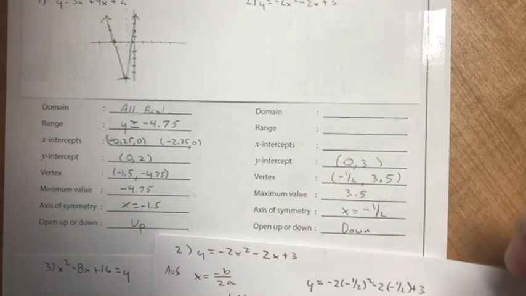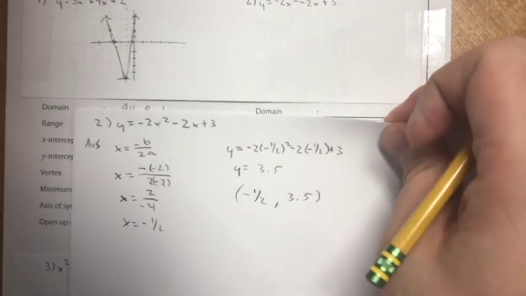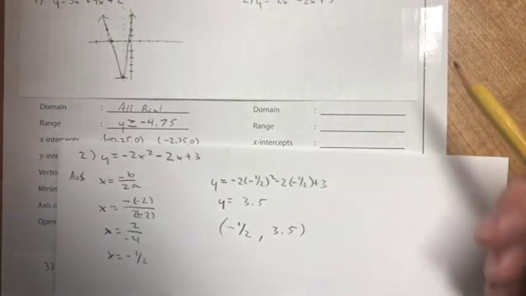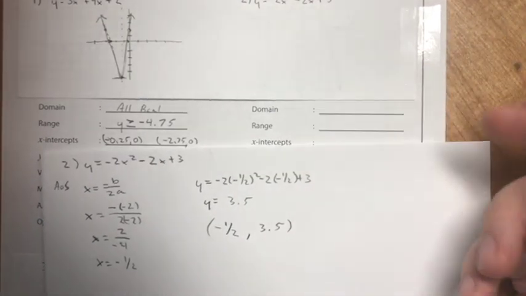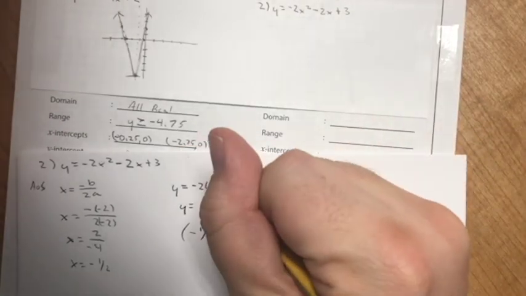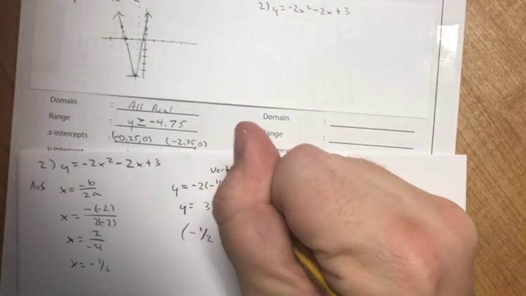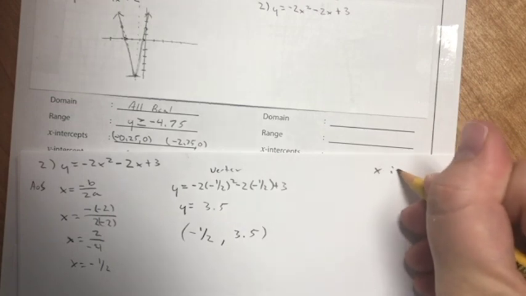Now that I know all of this, it's just a matter of finding my x-intercept. I can do this one of two ways: I can either factor or I can use the quadratic equation. Let's use the quadratic equation. So we just found the vertex. Now we're going to find our x-intercepts.